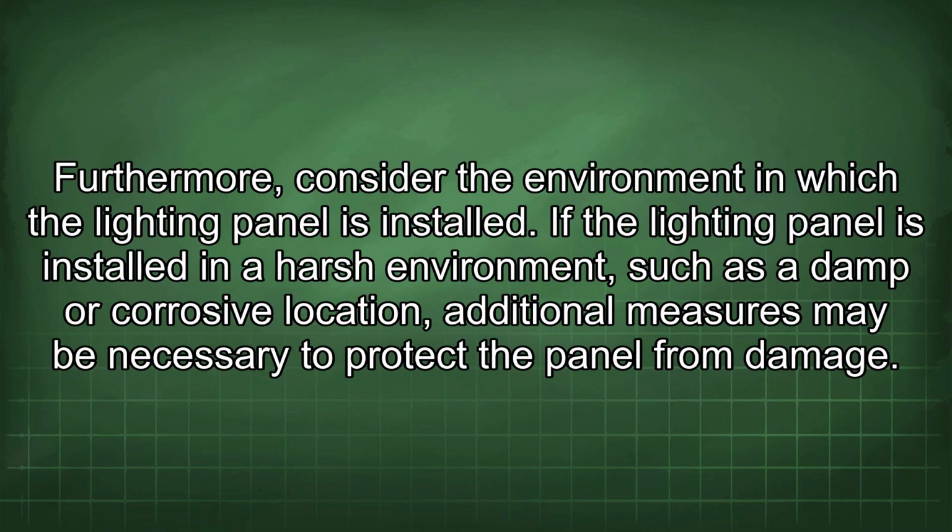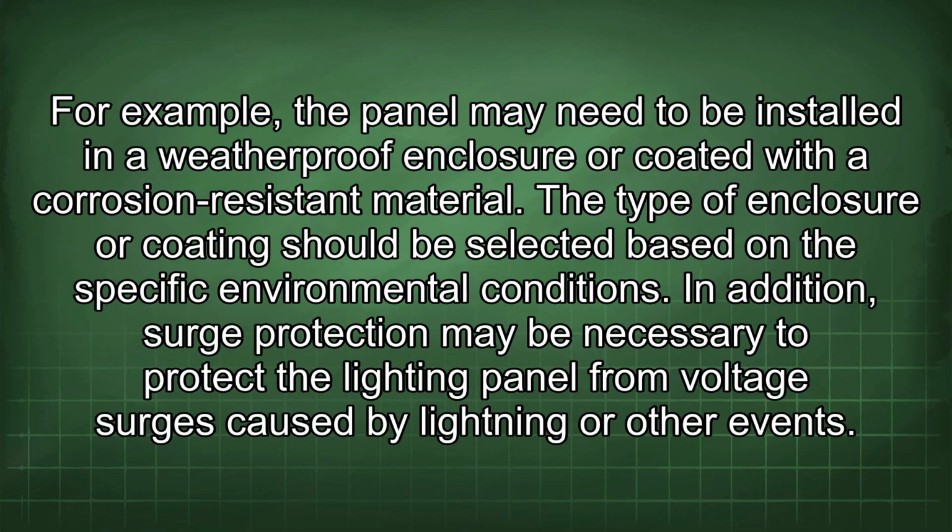Furthermore, consider the environment in which the lighting panel is installed. If the lighting panel is installed in a harsh environment, such as a damp or corrosive location, additional measures may be necessary to protect the panel from damage. For example, the panel may need to be installed in a weatherproof enclosure or coated with a corrosion-resistant material. The type of enclosure or coating should be selected based on the specific environmental conditions.